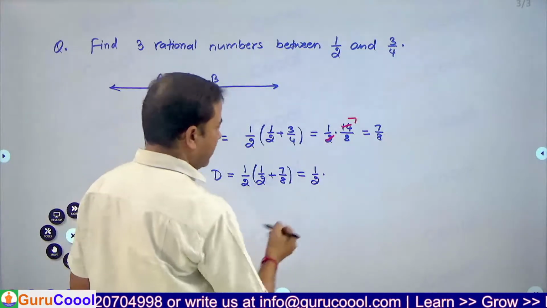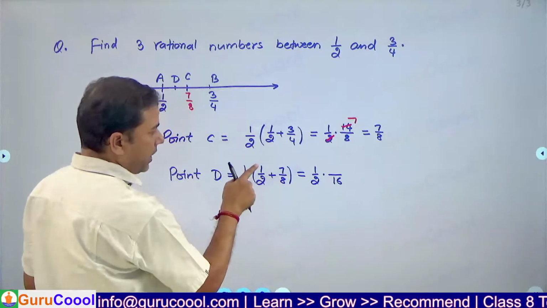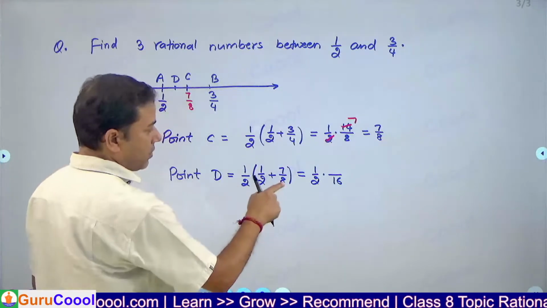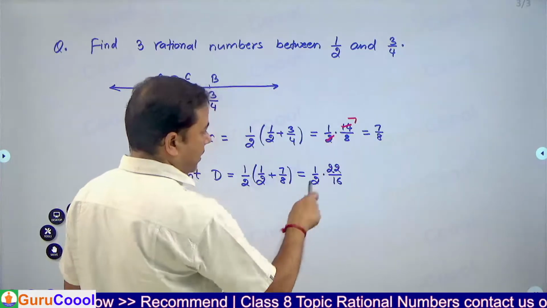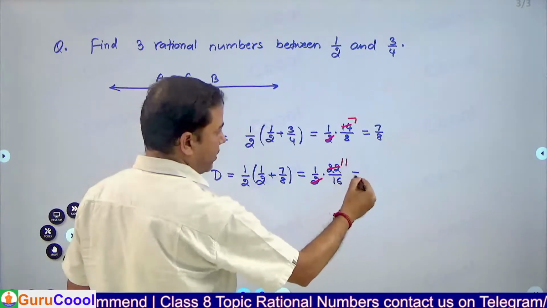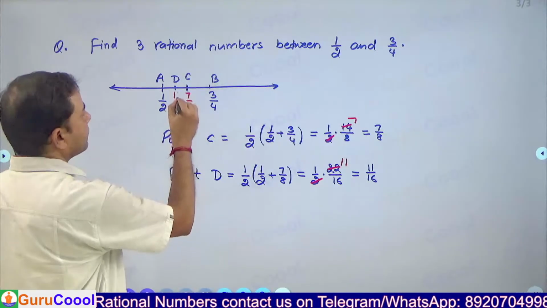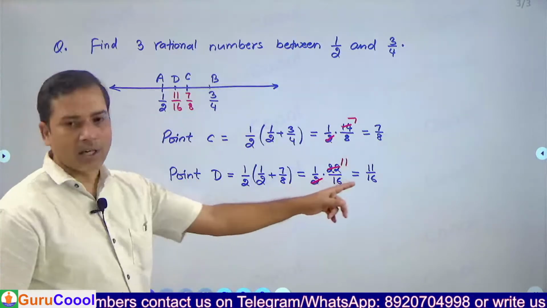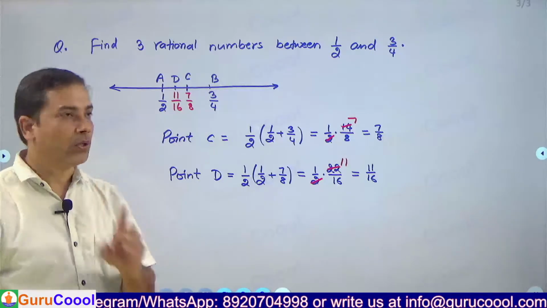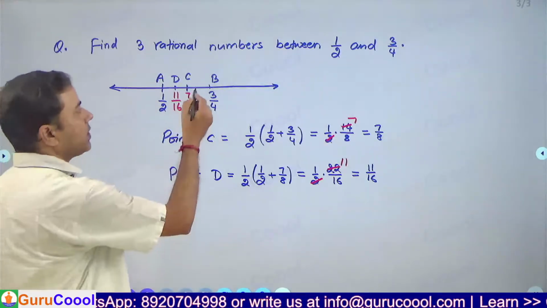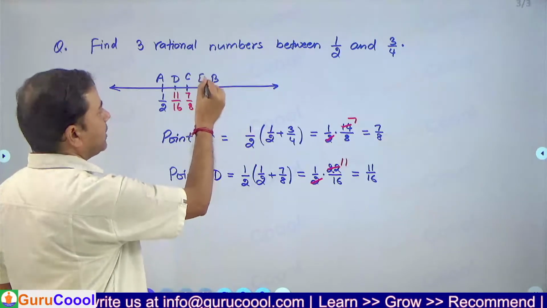1/2 into 8 to the 16: 8 times 1 is 8, 2 times 7 is 14. So 8 plus 14, 22. Yes, sir. 2 elevens are 22. So we got here 11/16. One more rational number we got between 1/2 and 3/4. And we need one more because a total of 3 is required. So let us take this time the midpoint between C and B. Let us name it point E.